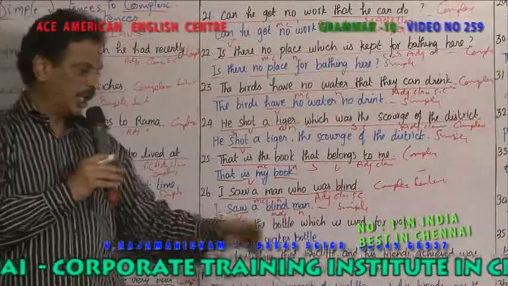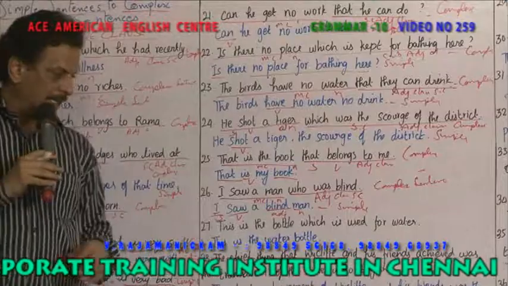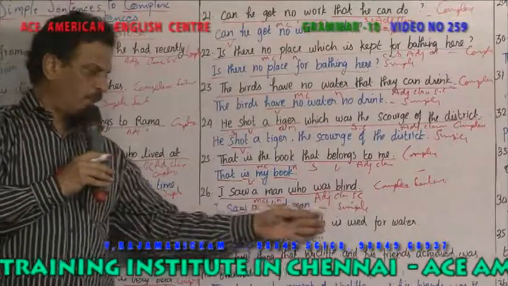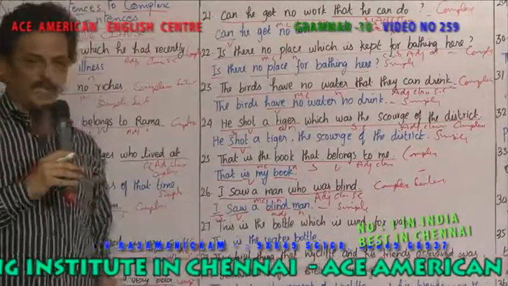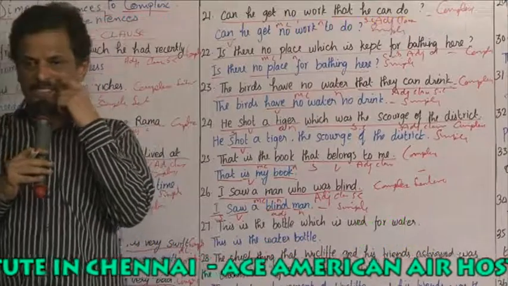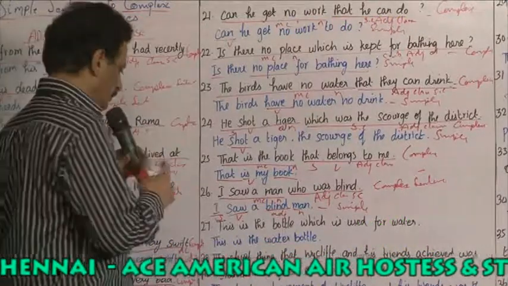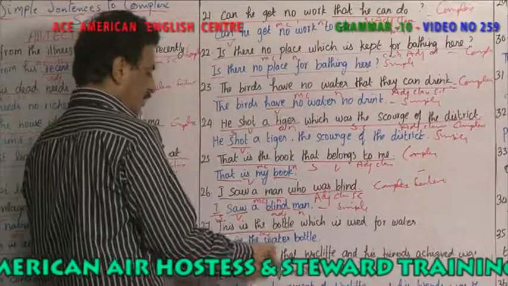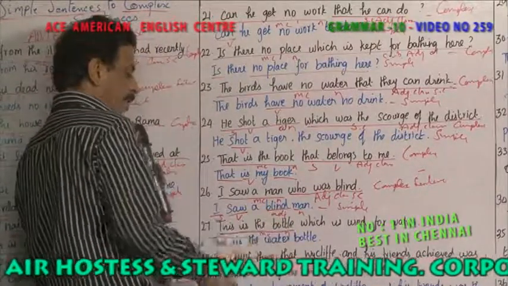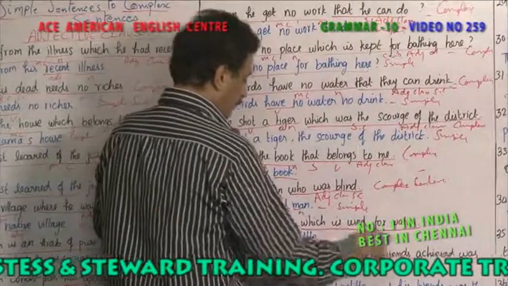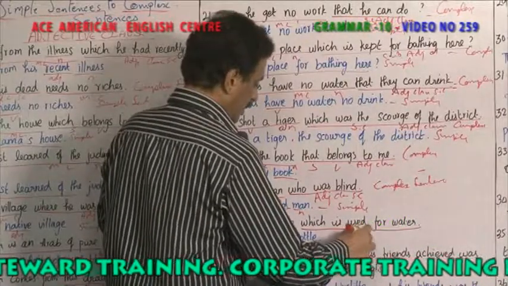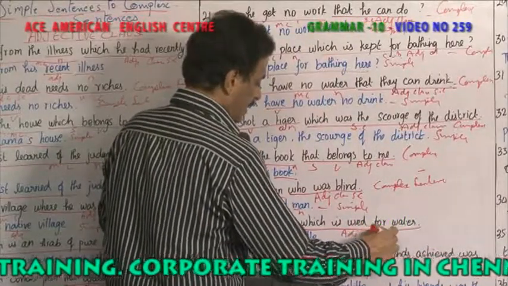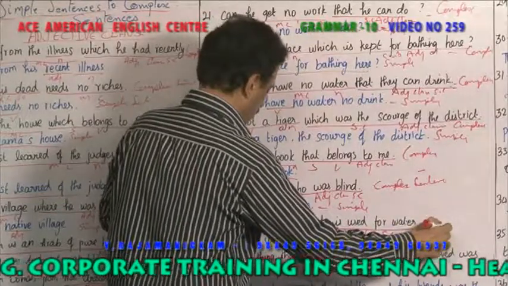This is the bottle which is used for water. So which is the adjective clause? Anybody? An adjective clause should describe a noun. "This is the bottle" is the main clause because you have a subject and verb. Bottle is the noun. The bottle is described by "which is used for water." It is an adjective clause, a subordinate clause joined together to give you a complex sentence.